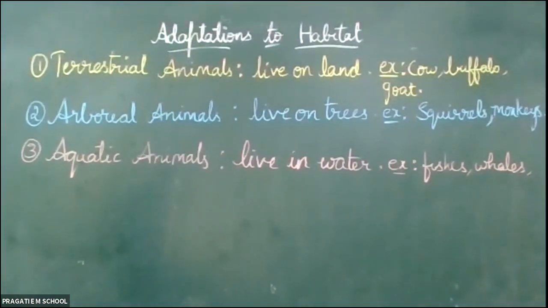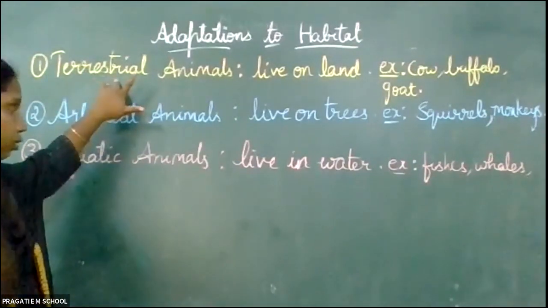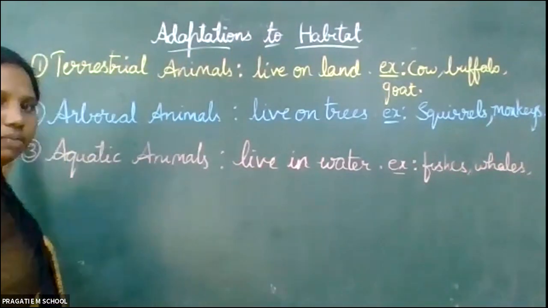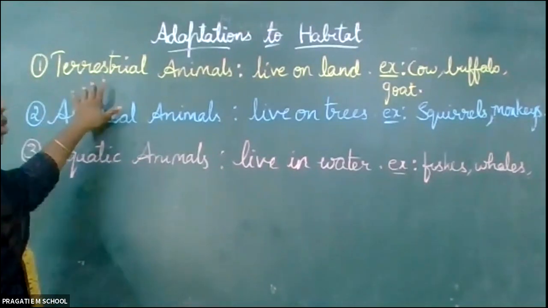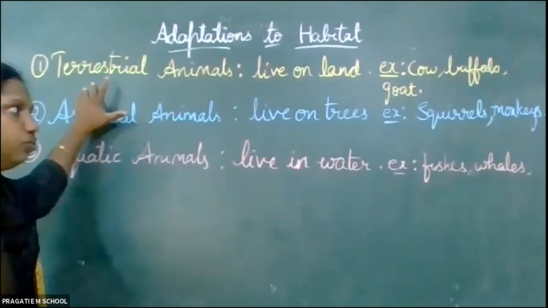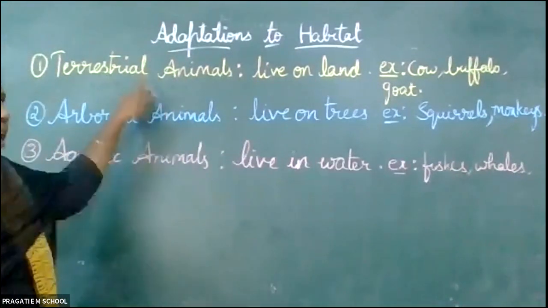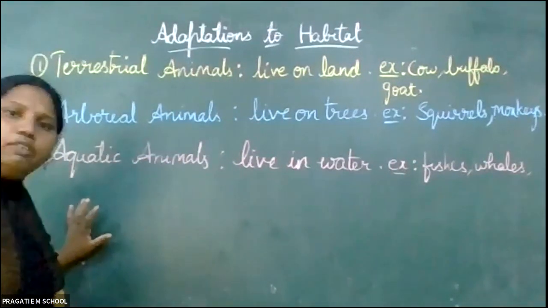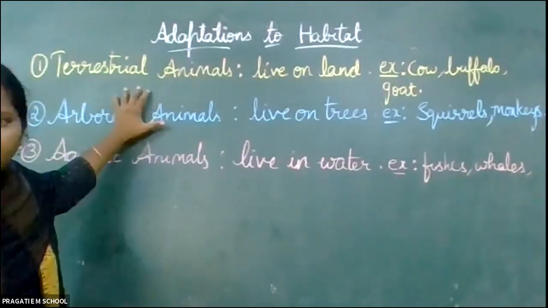Okay, from the starting onwards, again I will tell. If you have any doubt, you can raise your hand, children. Today's topic is adaptations to habitat. There are some types of animals which live in particular places. First one is terrestrial animals. The animals which live on land we call terrestrial animals. Examples are cow, buffalo, goat, zebra, deer. Everything which lives on land we call terrestrial animals.